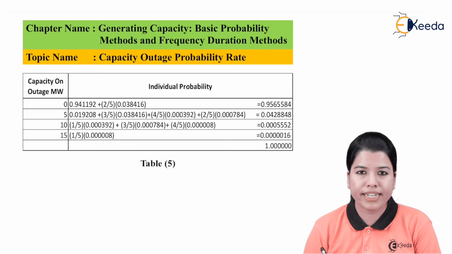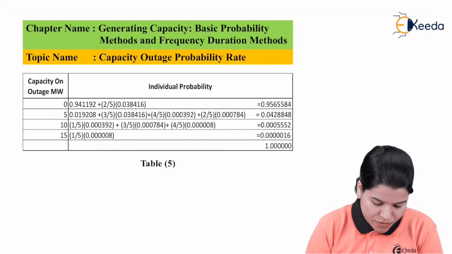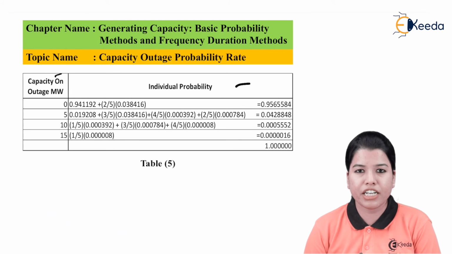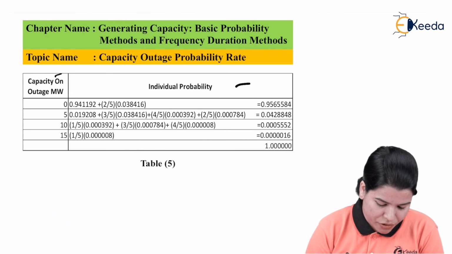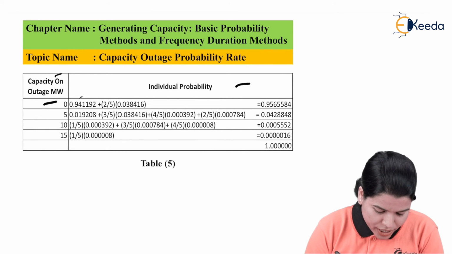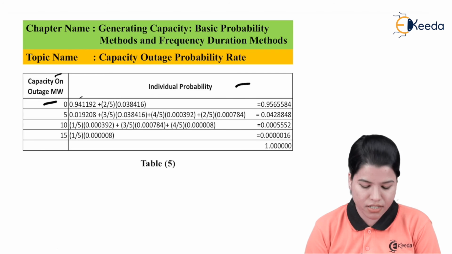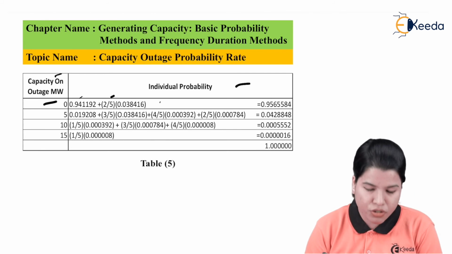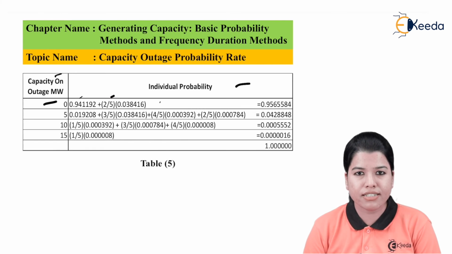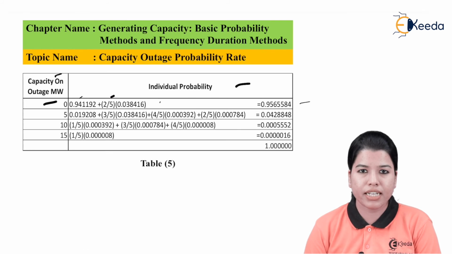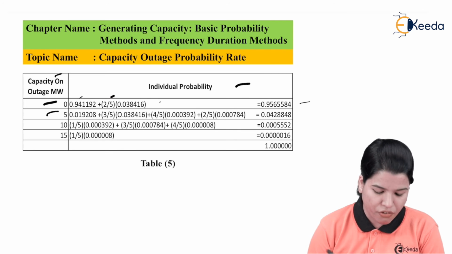So this is the rounded table. Here there are two columns. First is capacity on outage megawatt and second is the individual probability. So if we see for 0 megawatt, the individual probability is calculated as 0.941192 plus 2 divided by 5 multiplied by 0.038416. So the answer is 0.9565584. Similarly, the next unit is of 5 megawatt.